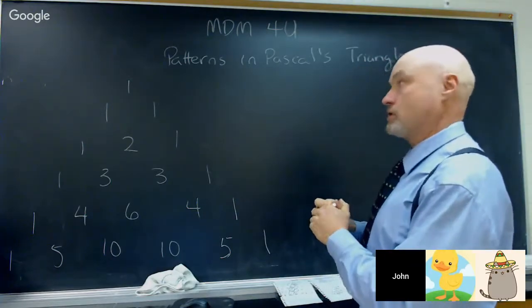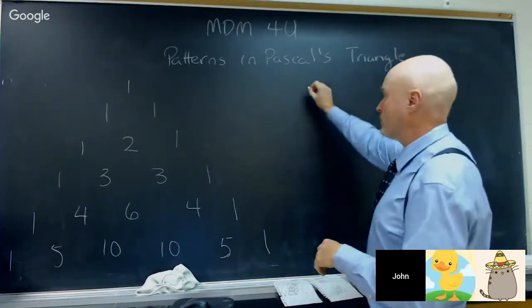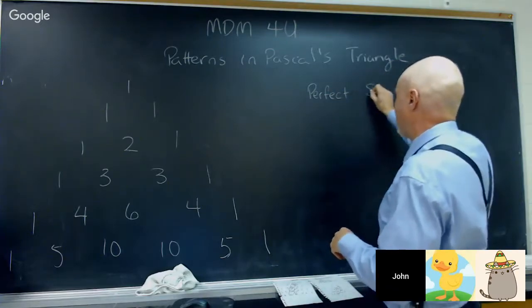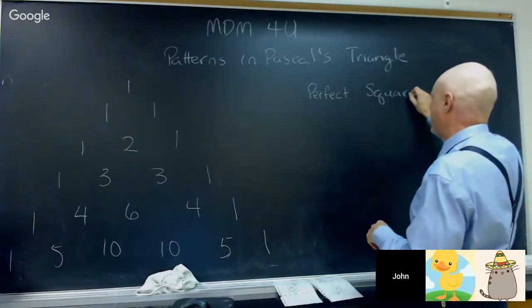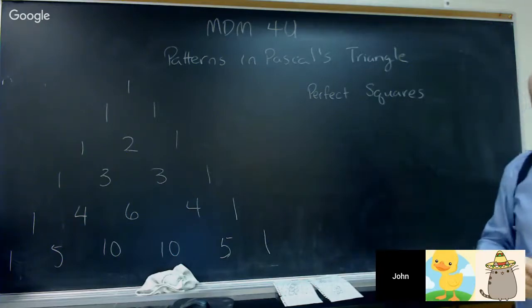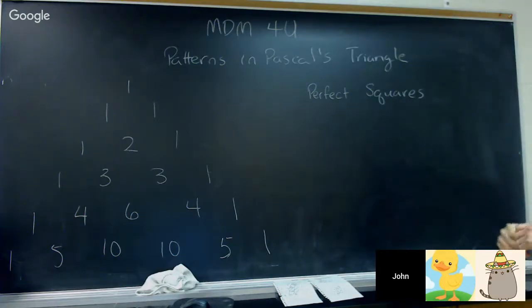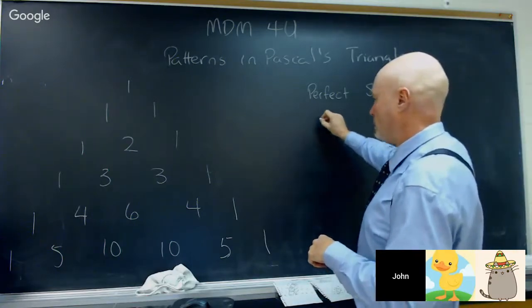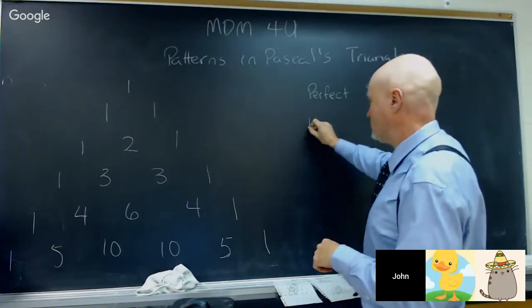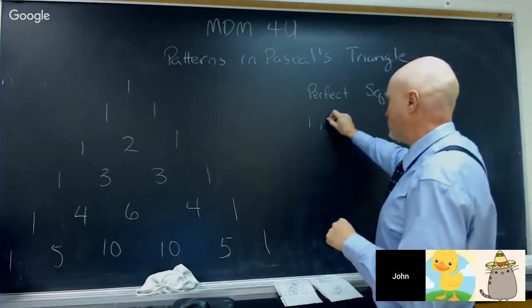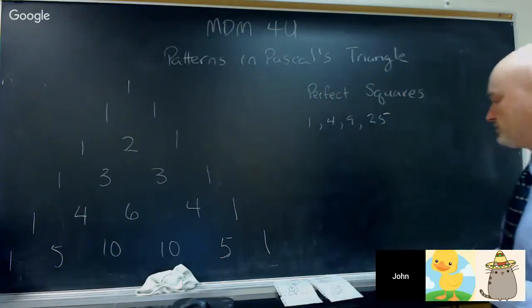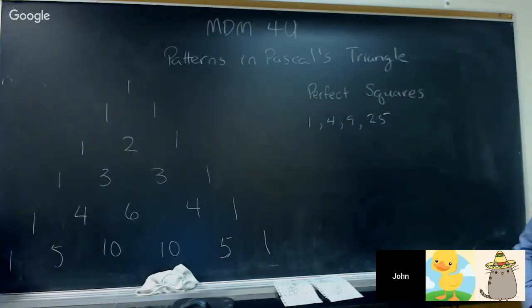And so we're going to look at the perfect squares. There's a sequence of perfect squares in this triangle. We have to do a little bit of work to find it, but it's there. So the perfect squares go 1, 4, 9, 25. All right.